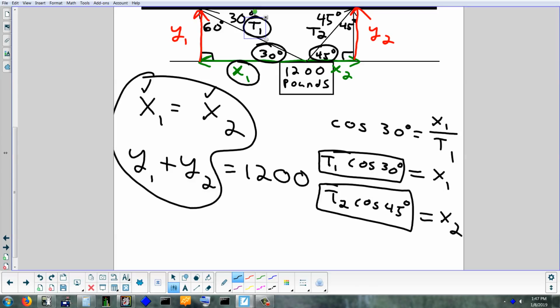x1, x2. We have two things we can fill in. Let me do y1, and then I think we'll be able to do the other, y2, the same way.